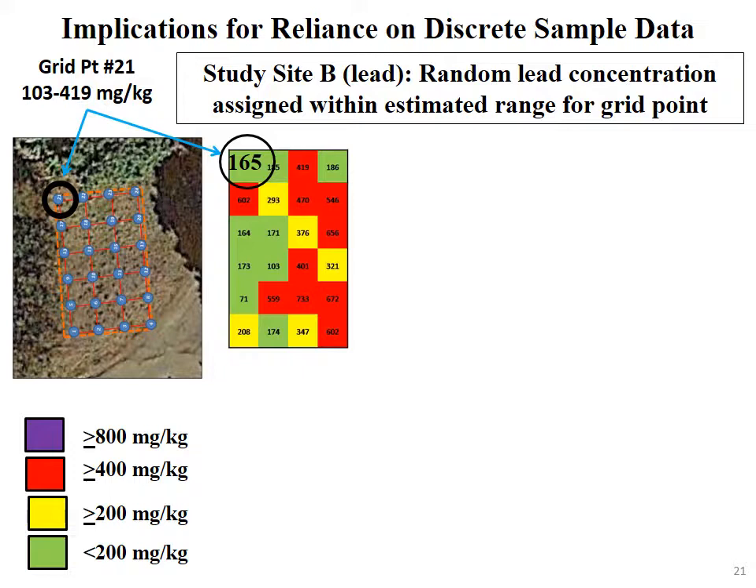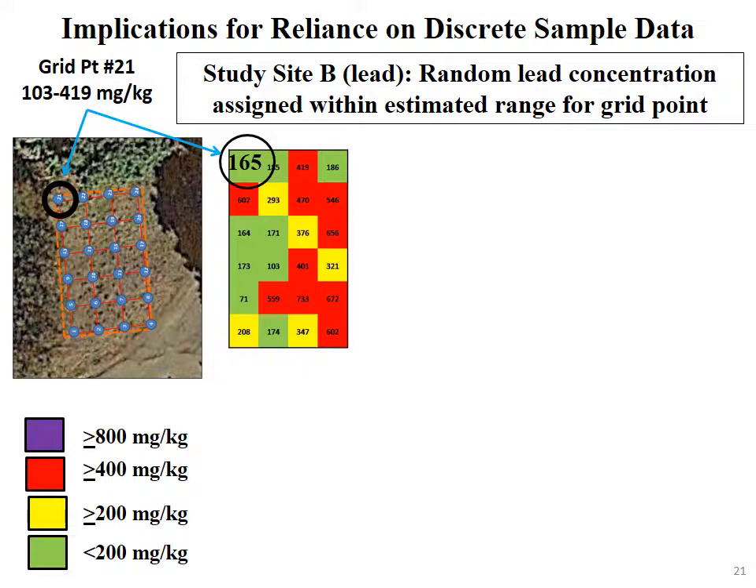Think about that. What we did using Excel was input the range of lead concentrations at every grid point. Then we had Excel pick a random concentration from that range for every grid point, and then we made a map out of it. So this is like a map from 24 discrete samples collected at this site. In this case, for grid point 21, Excel picked a random concentration of 165 within that range. So that was the first round of sampling. What if we went back to the exact same grid point spots, say 1 square meter areas, and collected another discrete sample? We're going to get a different number for each grid point.